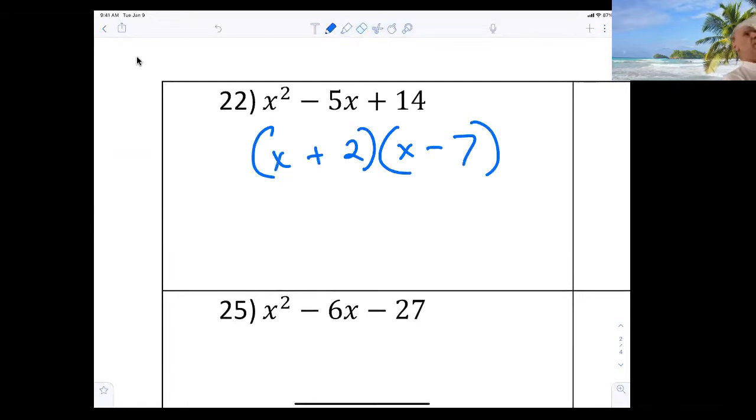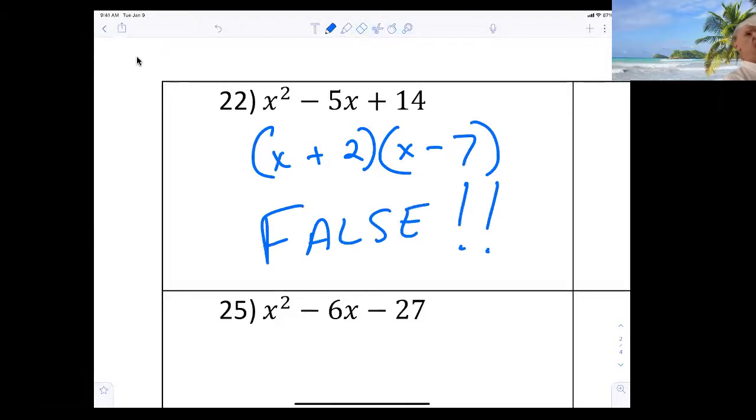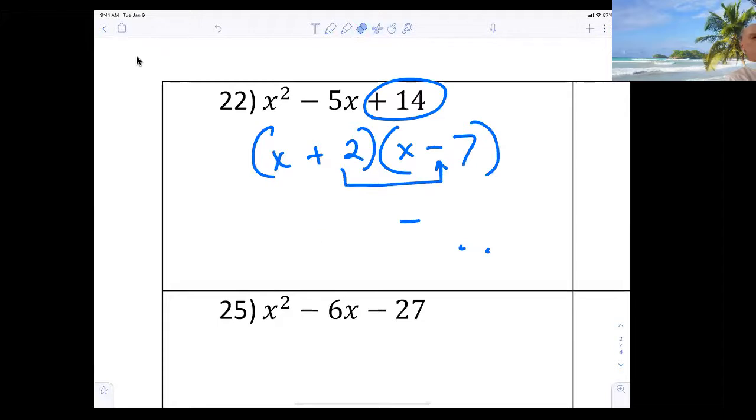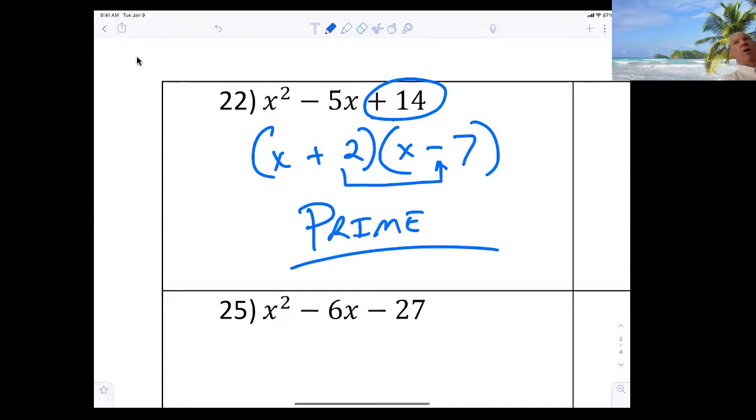You may agree or disagree with that. False. That's not true. There you go. 2 times negative 7 would have to be what? Would have to be negative 14. You with me on this? So that does not factor. All right? So because it has no factors, we say prime.